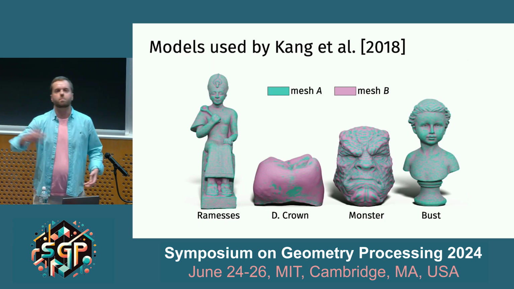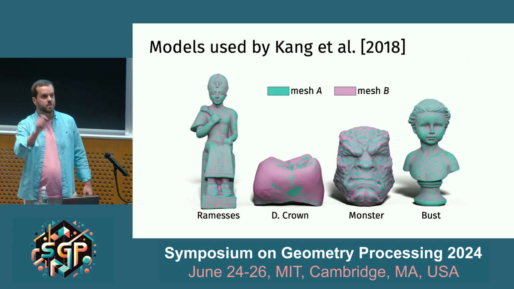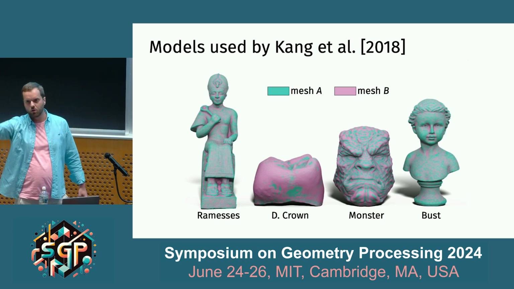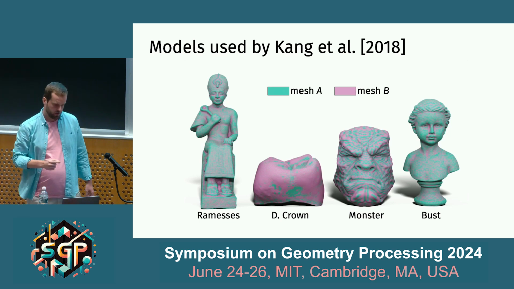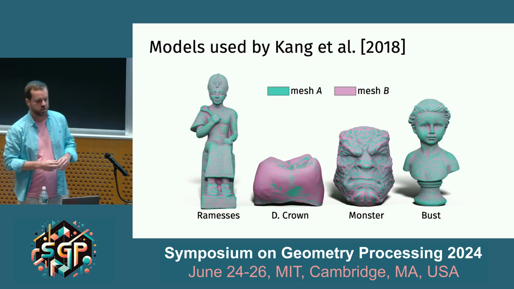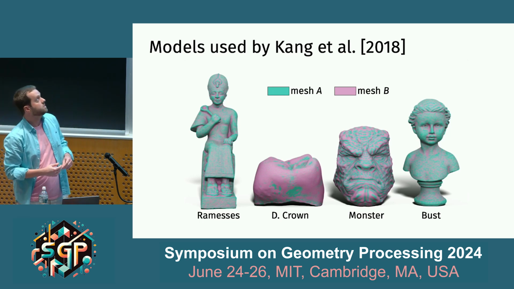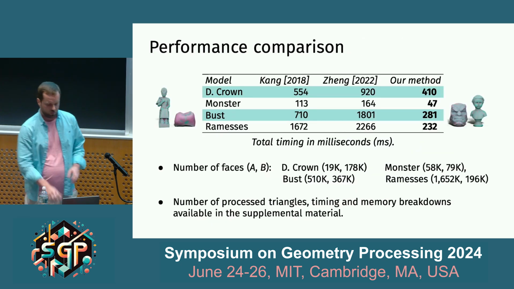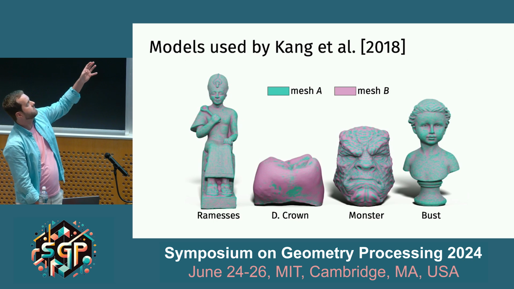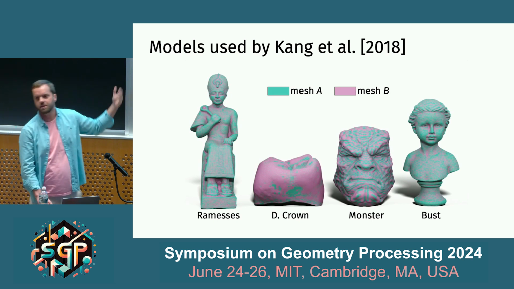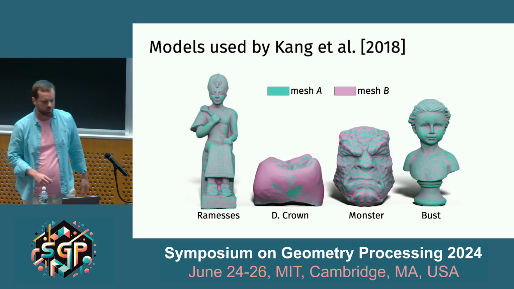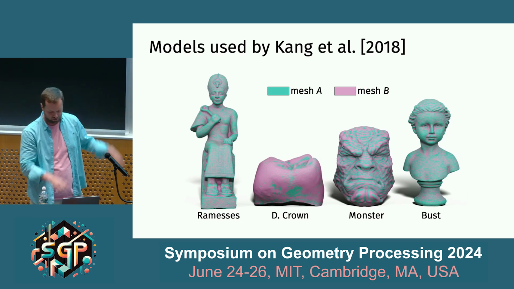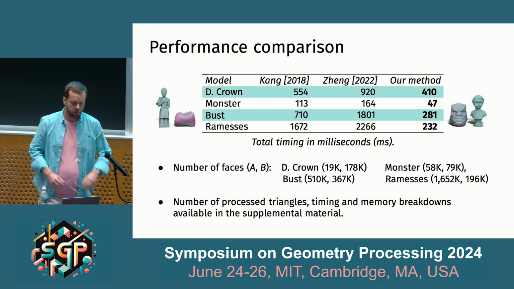We also performed comparisons to previous methods using the benchmark proposed by the authors of the previous methods. So here we can see the pair of meshes used by Kang and colleagues in 2018. We can see here that A and B always overlap a lot, right? And it's, again, a case of close to 0 Pompeiu-Hausdorff distance.